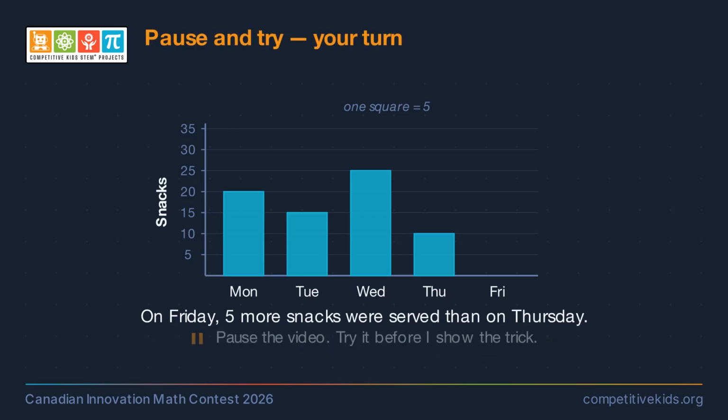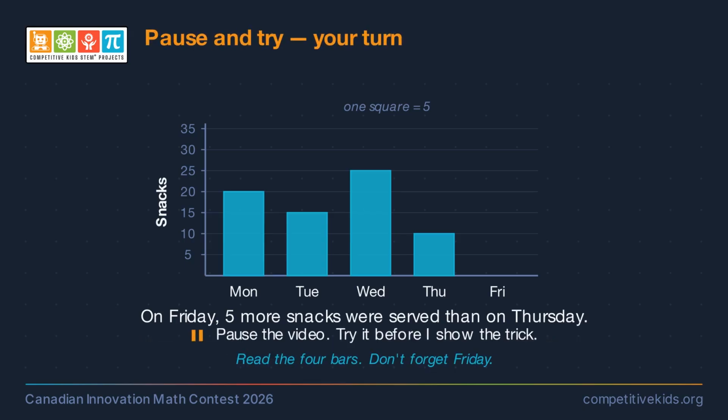Pause the video. Try it before I show the trick. Here is a hint. Read the 4 bars on the graph. Then, do not forget Friday. Friday is not drawn. It hides in the words.